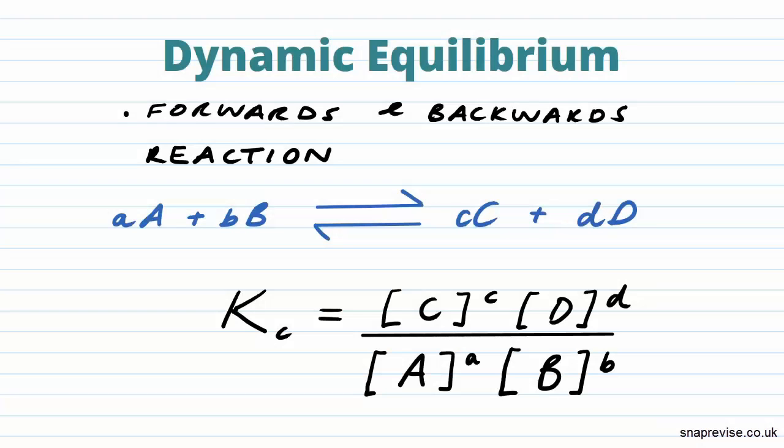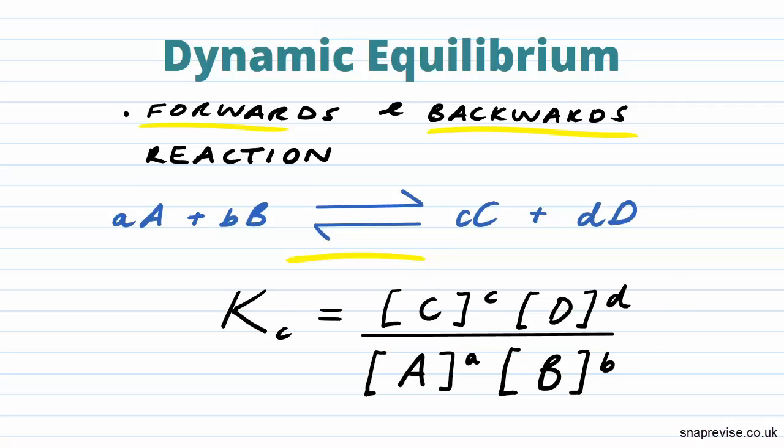We know exactly what dynamic equilibrium is: a reaction where there's both a forwards and a backwards reaction, indicated by these two half arrows here. And we know by the equilibrium law that the equilibrium constant Kc can be indicated by this equation here, where each reactant is raised to the number of moles that occurs in the reaction.